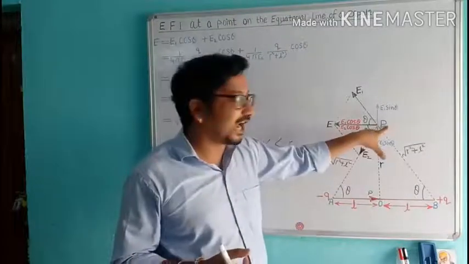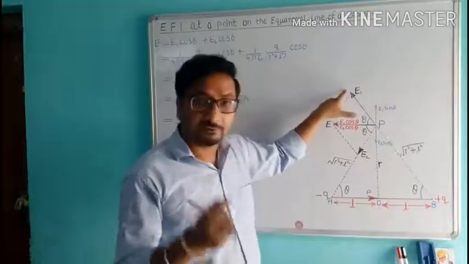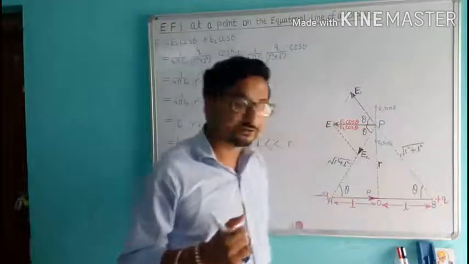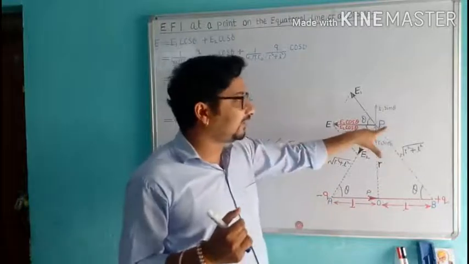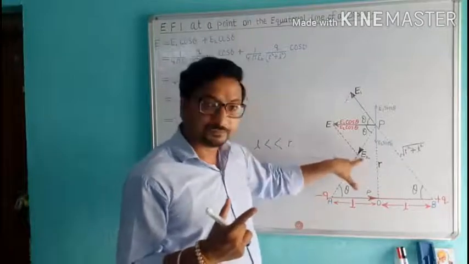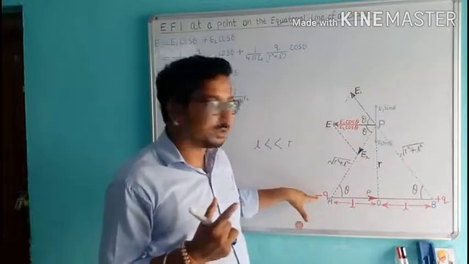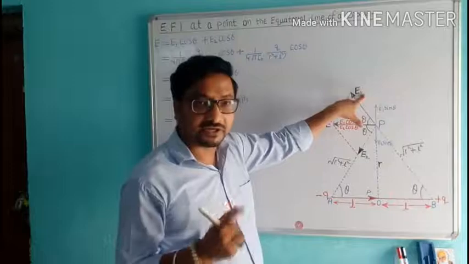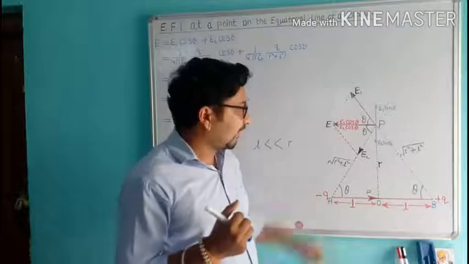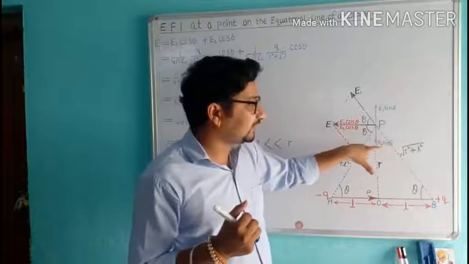Now, electric field intensity at point P due to plus q charge will be E1, because the direction of electric field is away from the positive charge, and the electric field intensity at point P due to minus q charge will be E2, because the direction of electric field is towards the negative charge. When we resolve the E1 vector into two components, we get E1 cos theta and E1 sin theta. And when we resolve the E2 vector, we get E2 cos theta and E2 sin theta.